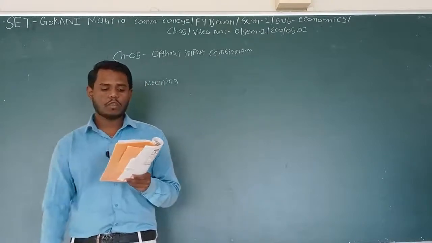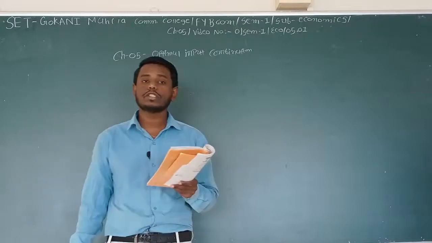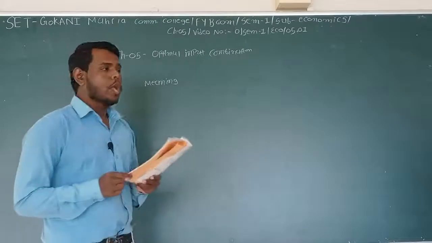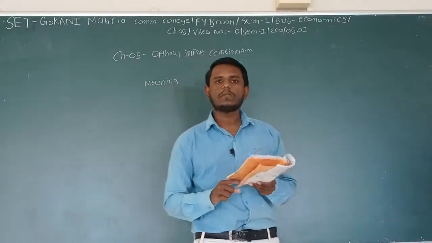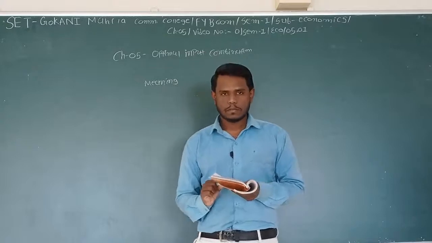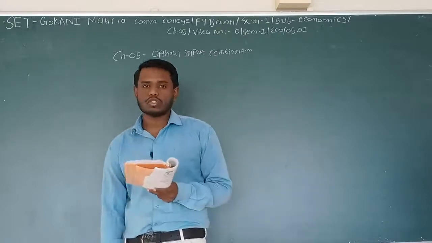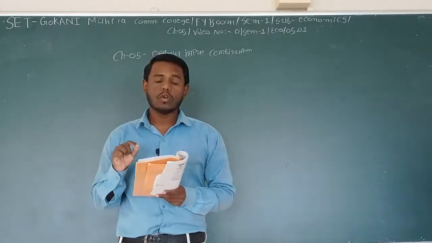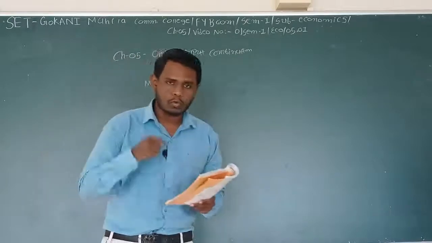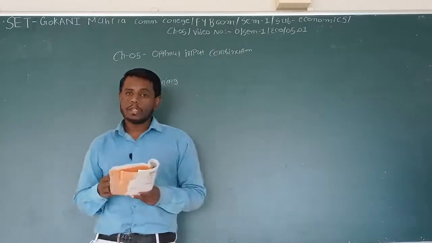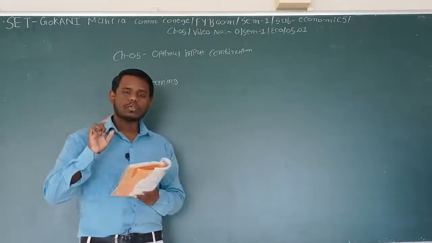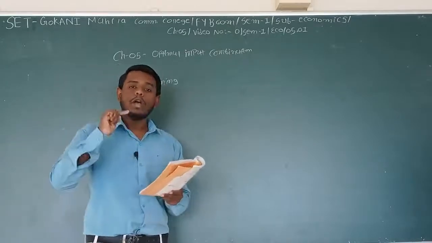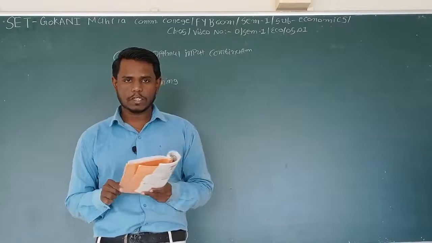First of all, what is optimal input combination? Optimal input combination is that when production can be made at the minimum cost. As we know, every firm, every owner of the company has limited resources. They cannot incur expenses as per their desire. Whatever resources are available to the firm, they always try to use those resources in a way that will give them as much profit as possible from the selling activities.